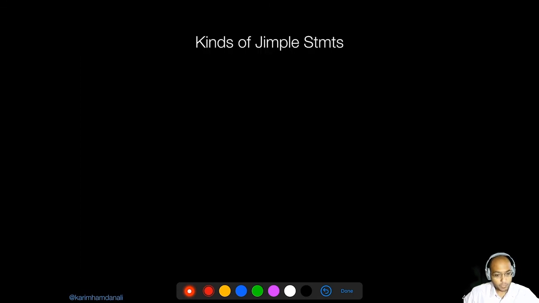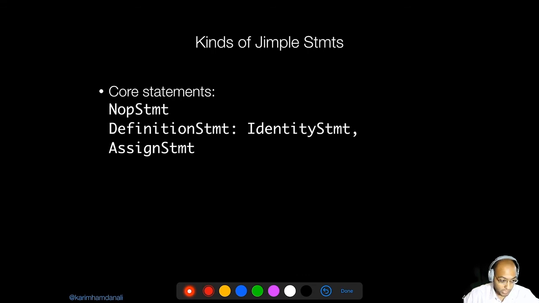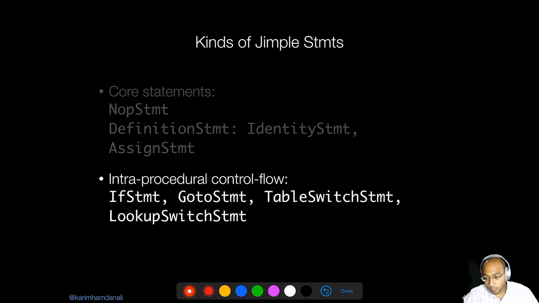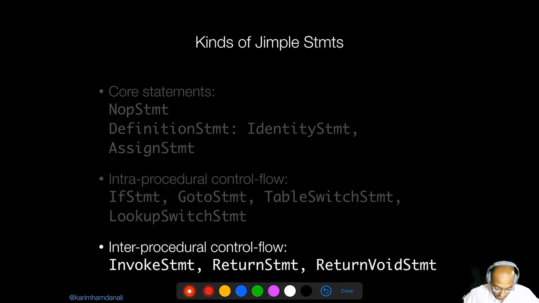So the types of Jimple statements, just to give you a brief overview, like I said, there are 15 types of Jimple statements instead of more than 200 instructions in bytecode. You have core statements like NOP statements, which just means no operation, definition statements, identity statements, assignment statements. You have some statements that represent intra-procedural control flow, so any control flow within a single method, like if statements, goto statements, table switch statements, or lookup switch statements.